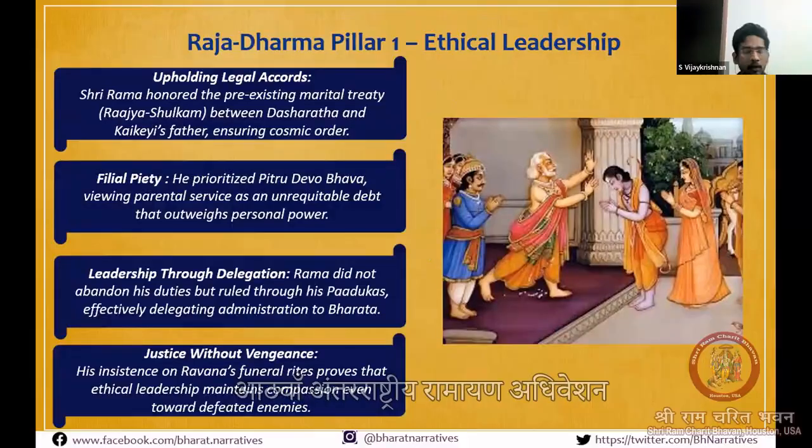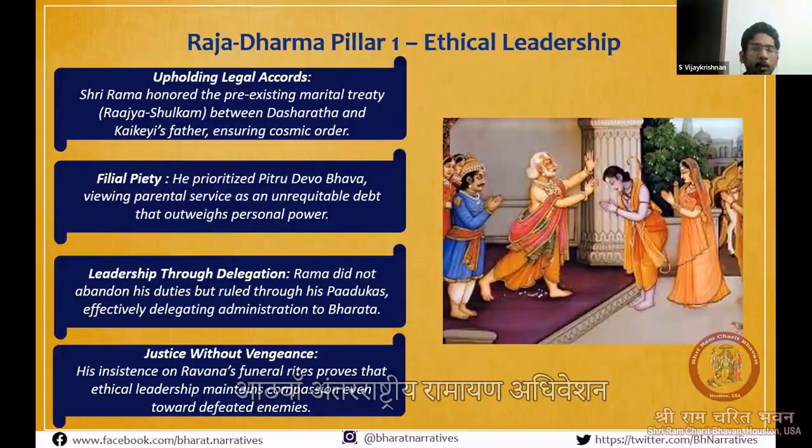Now, let us look at 4 legs of social sustainability. First is ethical leadership. Sri Rama honors not only his father's promise, but he reminds Bharata that it is a promise of our father to your mother's mother that you will be crown prince. So he shows an example by upholding treaties or legal accords.